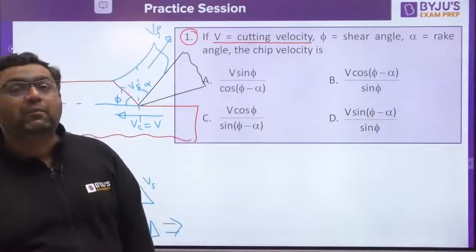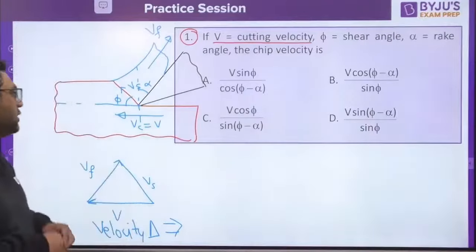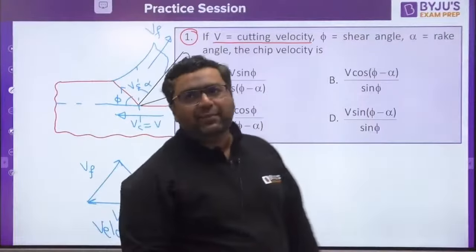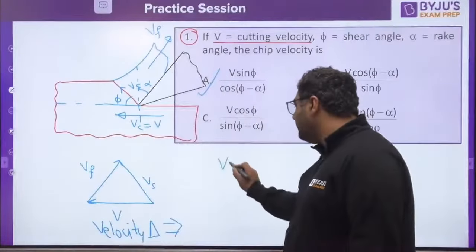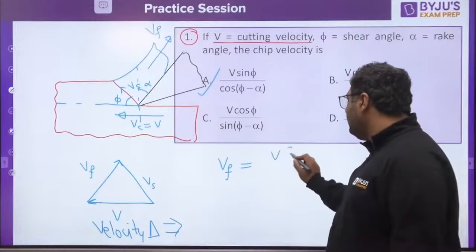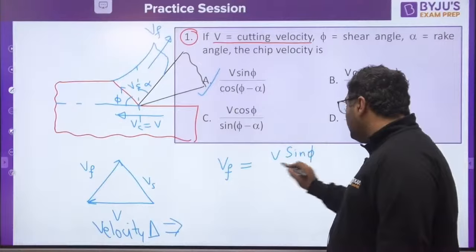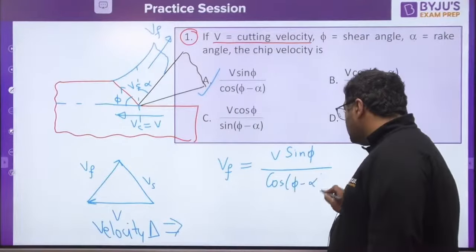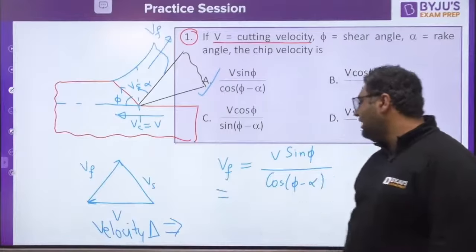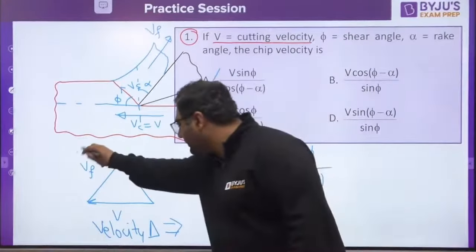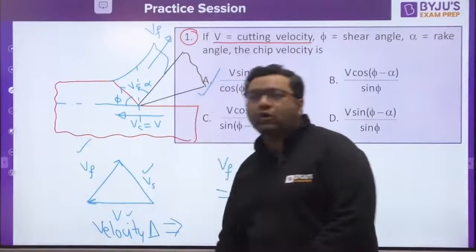So the answer is coming out to be A, that is V sin phi divided by cos(phi minus alpha). Some people are showing it as VF, the chip flow velocity, and this is V sin phi divided by cos(phi minus alpha). So using this formula, you can find out VF if V is known to us. Using the sine rule, you can find out the relation between VS, VF and V, all three.